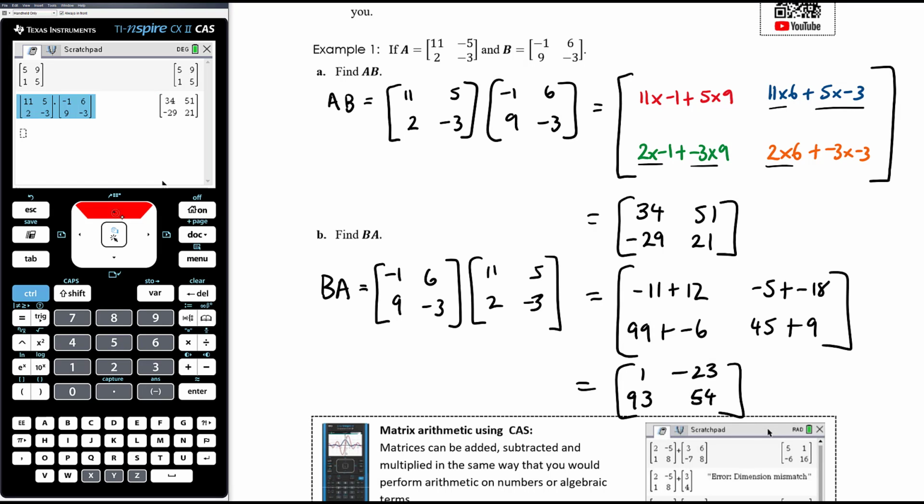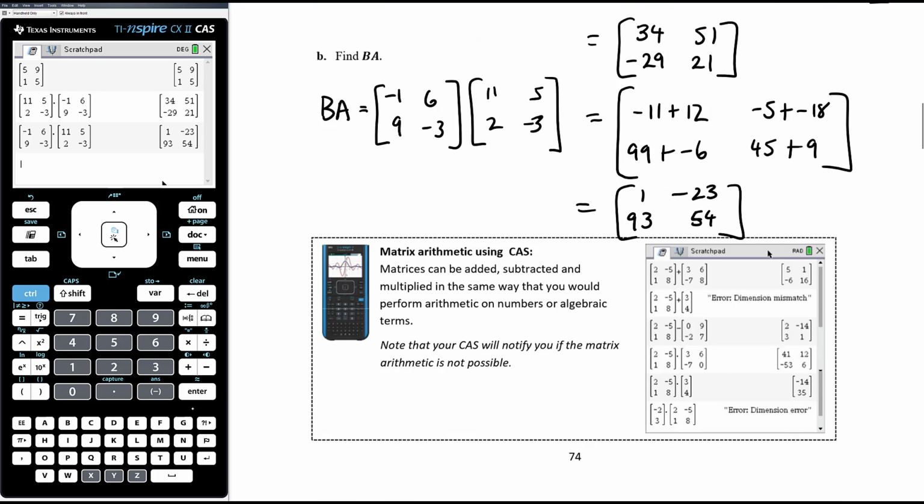Okay, so again we can check. I'm just going to copy that and delete that and move it to the front. It's a bit fiddly, probably almost as quick to retype it. Do the multiplication the other way around. 1 times 1, negative 23, 93 and 54. Good. Okay, so as I said, just a bit of practice and you'll find that becomes second nature.